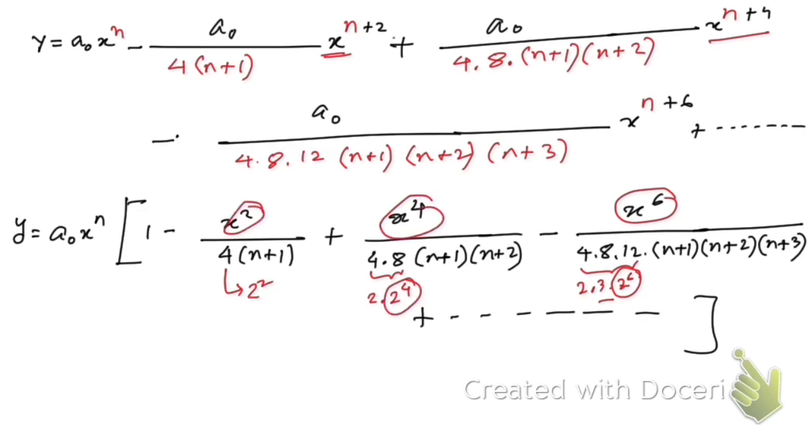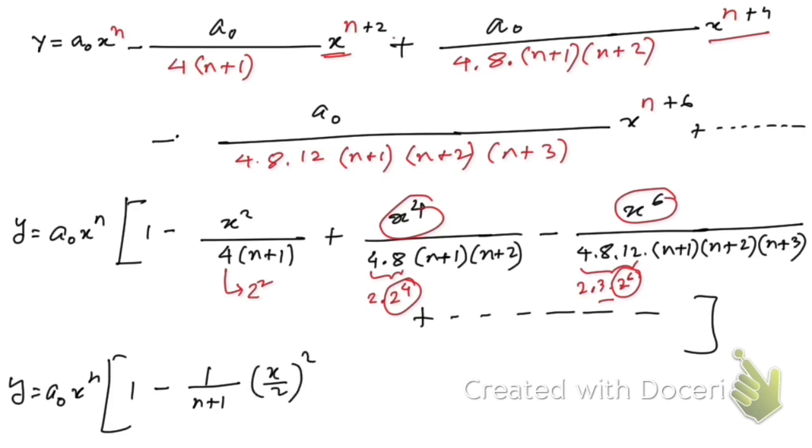So we can simplify this solution in this form. We can write a naught x to the power n within bracket 1 plus 1 by n plus 1 into x by 2 whole to the power 2, right? Hope you have understood what is the reason behind it.